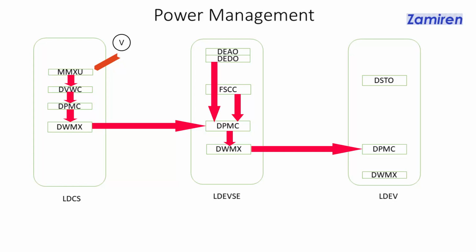At the vehicle level, the DPMC summarizes the constraints coming from the EVSE, and internal ones from DSTO and DEEV. The LNDWMX receives the resulting constraint and applies it to the power consumed or produced by the vehicle.